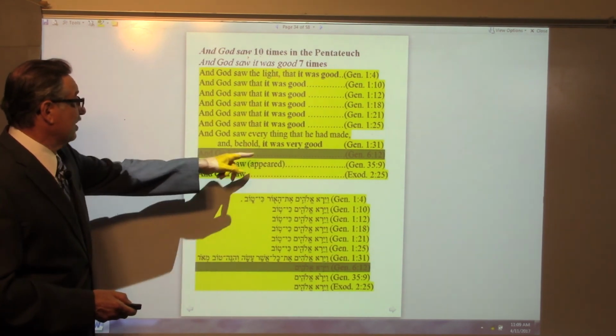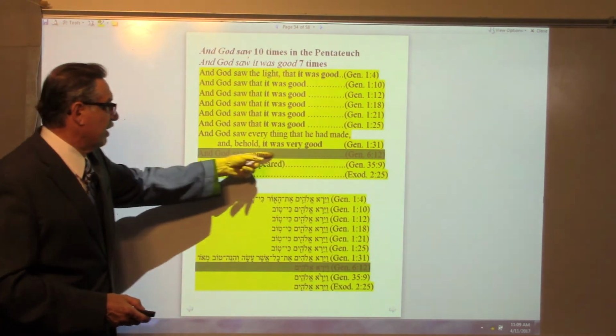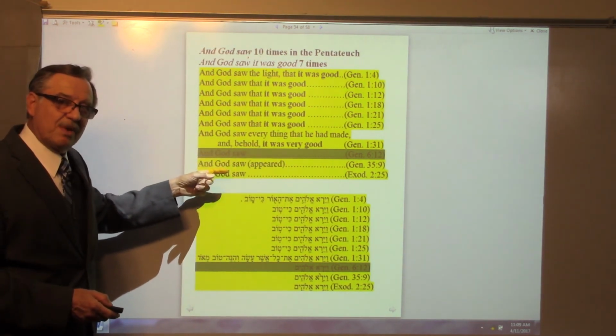This color here, if you recall in Genesis 6:12, that's the Friedman error. He doesn't say where that came from. It's not listed.